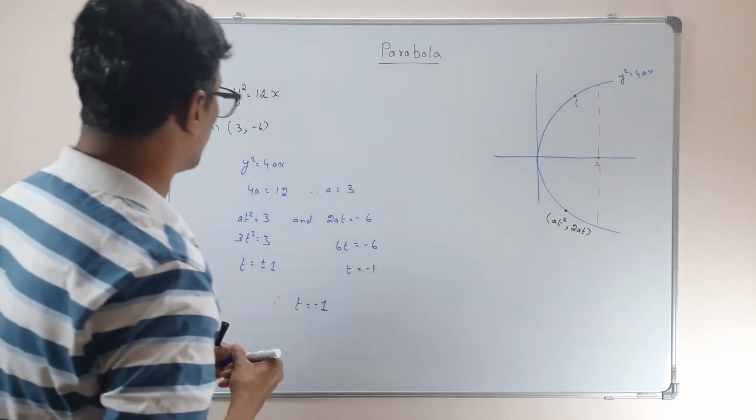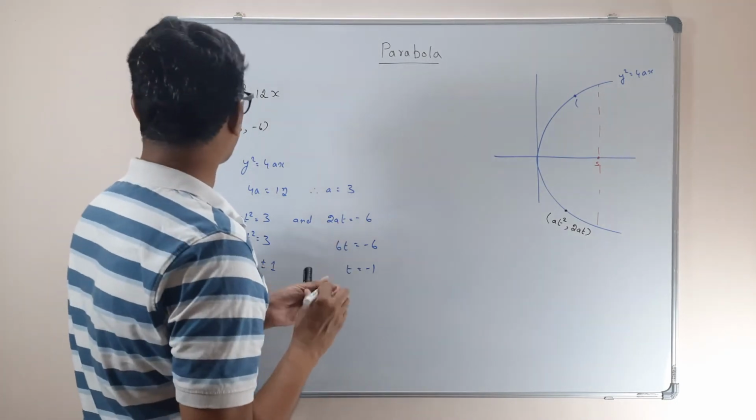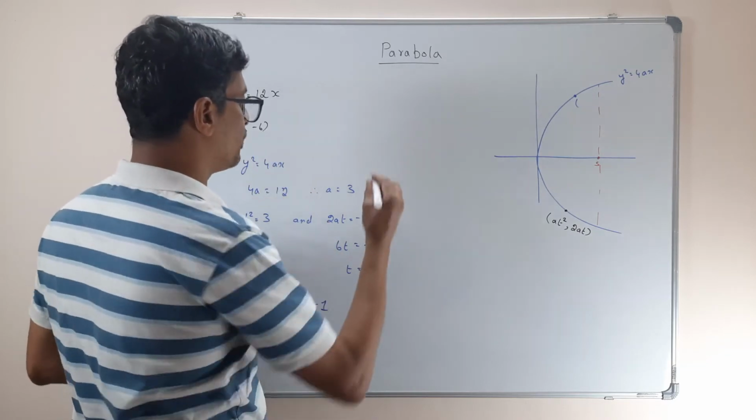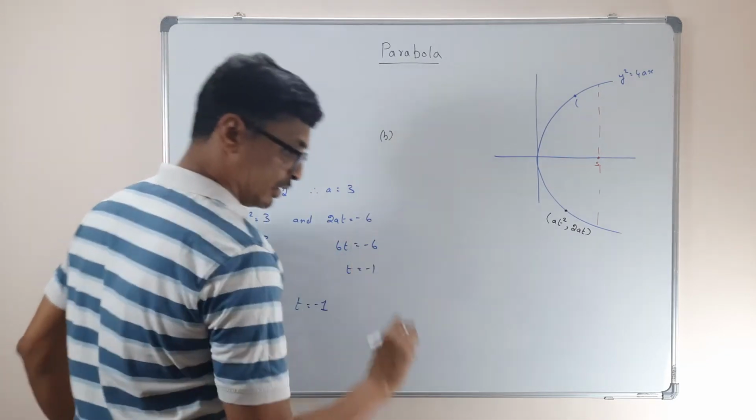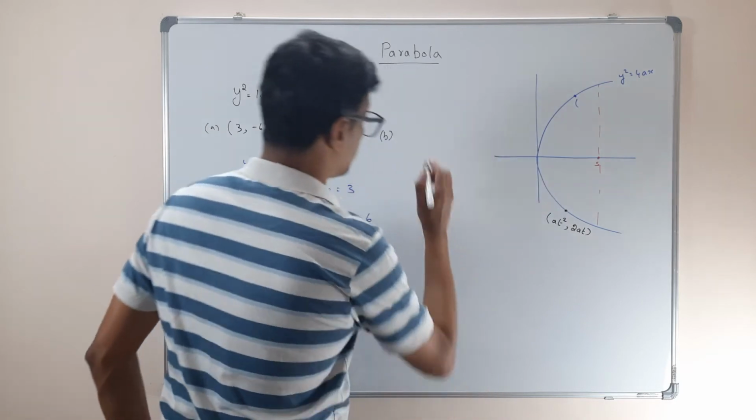Okay, similarly they want to find out for another one also. Find the parameter for the same parabola. Find the parameter for the point 27, 18.